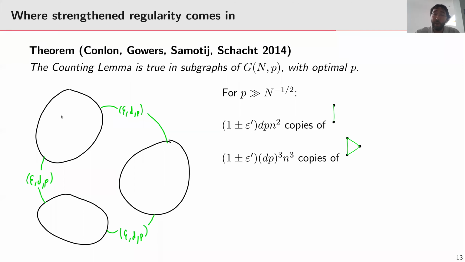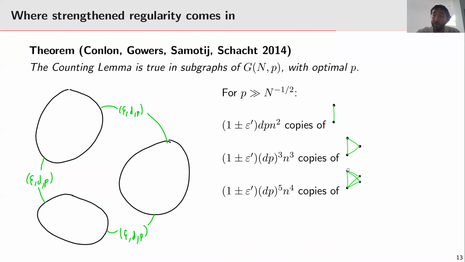But what about if I count triangles with one vertex in each set? So for this, I do need to use a clever theorem. And the clever theorem says the answer is what you think it should be if the edge distribution were random. So dp, density between each of these, so dp cubed because I have 3 edges, n cubed because I have 3 vertices. And so this theorem of Conlon-Gowers, Samotij and Schacht says the number of triangles will be very close to what I expect. So this error term epsilon prime is related to the epsilon of regularity. It's a bit bigger.